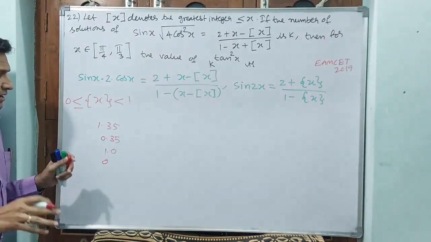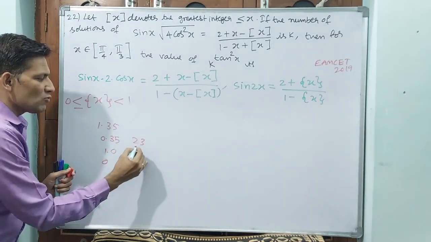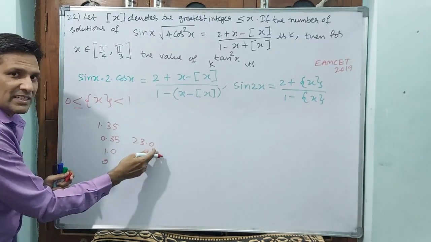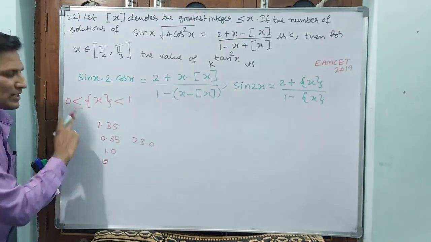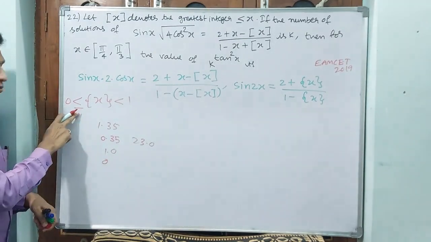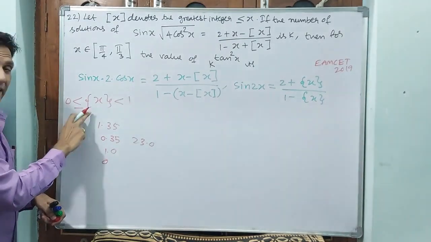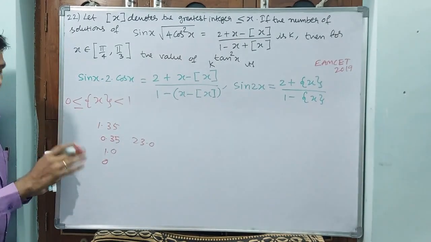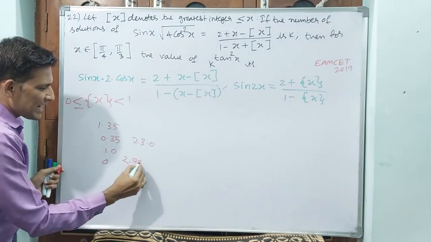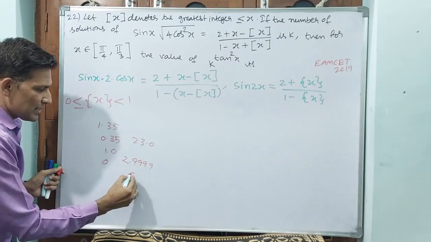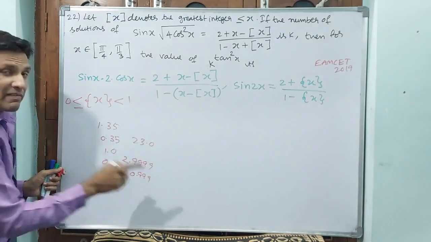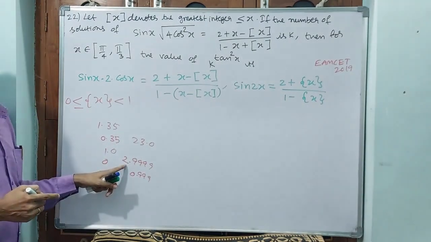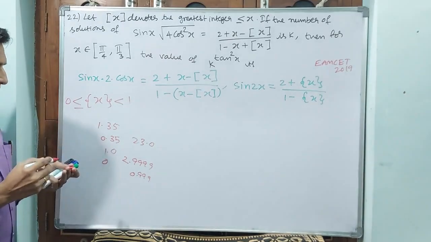It cannot be 1. Why? Because see, if 23 is given, it means 23.0. Fraction is not there, means 0 fraction. 0 will come, equal to 0 will come. Greater than 0 will come, but 1 will not come. Okay? 2.9999 means the fractional part is 0.999, but it will never be 1. If it is 1, automatically this is going to become 3. You understand this logic? Okay.